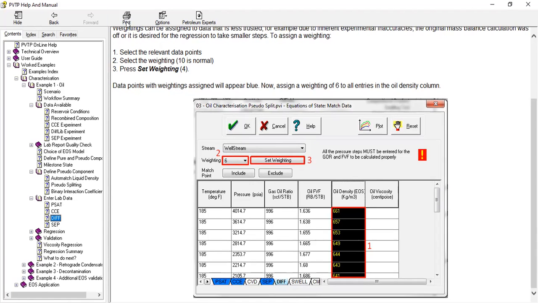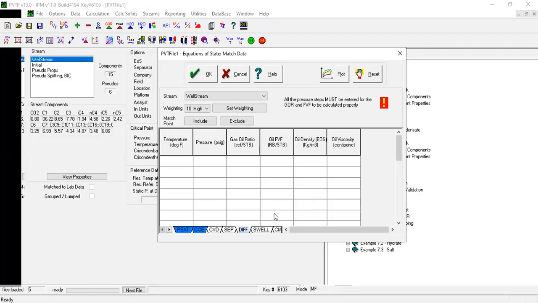Okay, so from here, we will go back to the PVTP and input the diff. So for diff, I have the temperature. Copy, and then I will input the pressure.